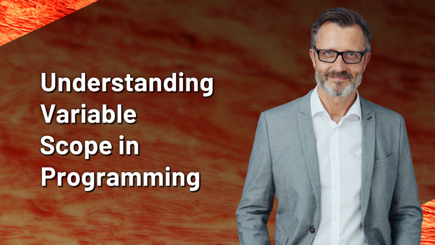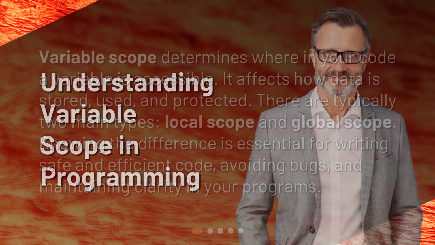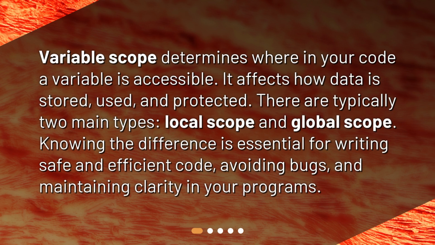Understanding variable scope in programming. Variable scope determines where in your code a variable is accessible. It affects how data is stored, used, and protected. There are typically two main types: local scope and global scope. Knowing the difference is essential for writing safe and efficient code, avoiding bugs, and maintaining clarity in your programs.